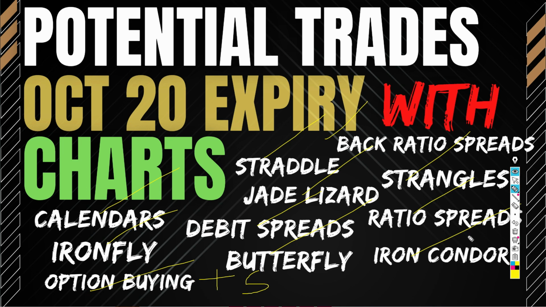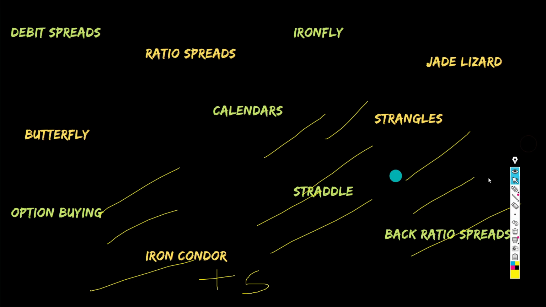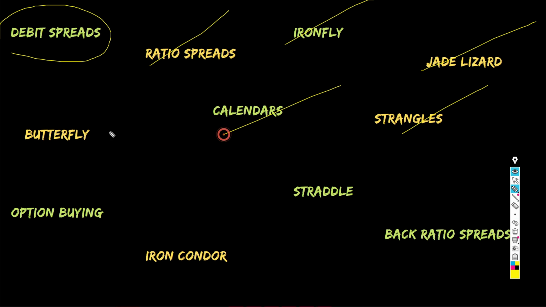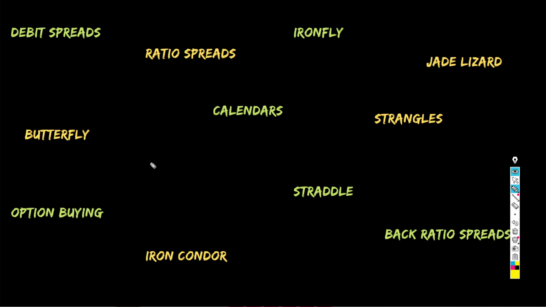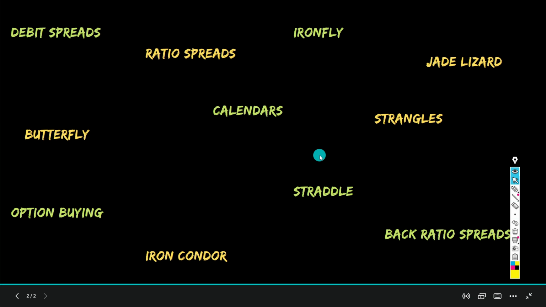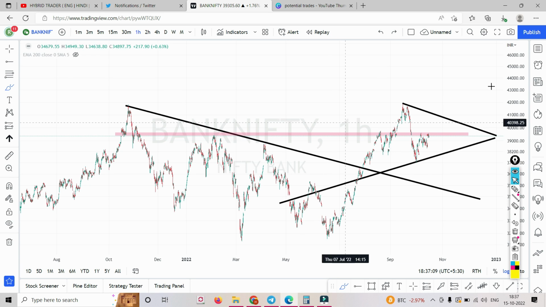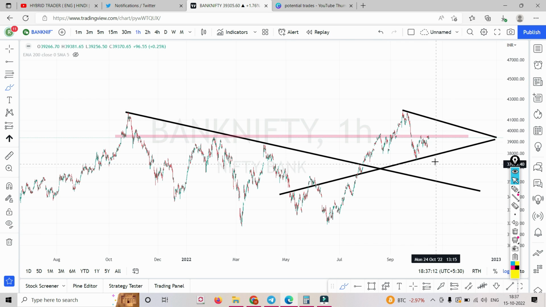So every Wednesday, every Thursday, you have to know, boss, should I go for a debit spread, a ratio spread, an iron fly, a jade lizard, a strangle, a calendar. You will be able to know this only when you know the price action, only when you know the view of the market. How does the view of the market come to you? You have to be very good at price action. You deploy whatever price action you want. This is my price action, this is helping me decide which trade I have to go for. Got it?